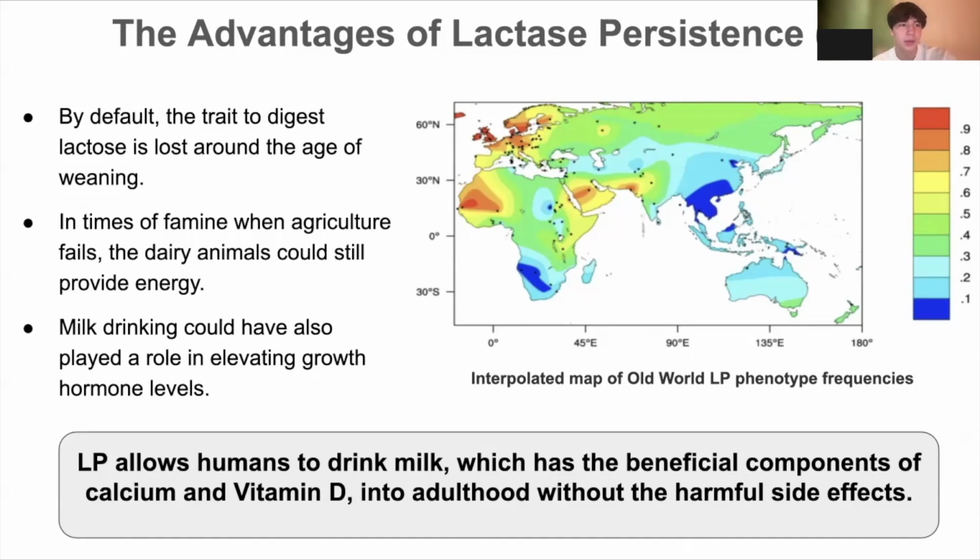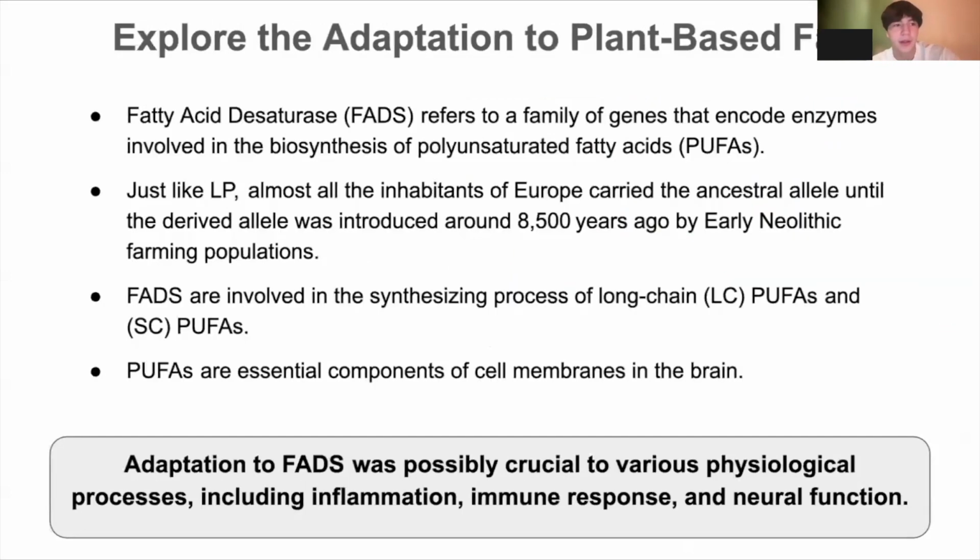LP was valuable to peoples and regions that held dairy animals by providing energy, especially in periods of famine, and also by providing calcium and vitamin D, which could have improved fitness through increased body size, earlier maturation, and stronger skeletal structure. So, here are FADs.